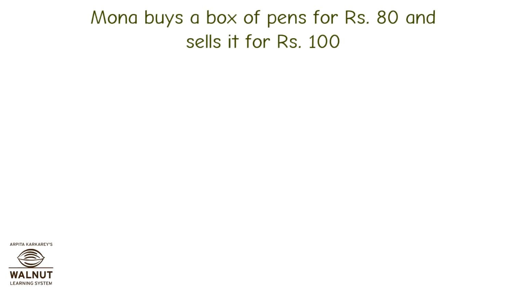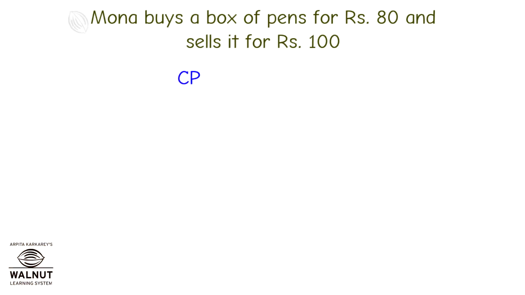Mona's cost price was rupees 80 and her profit was rupees 20. Let's find out what her profit would be if her cost price was rupees 100. That profit will be the profit on rupees 100, so it would be percentage profit.